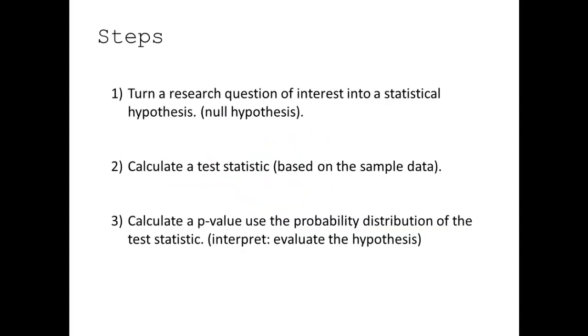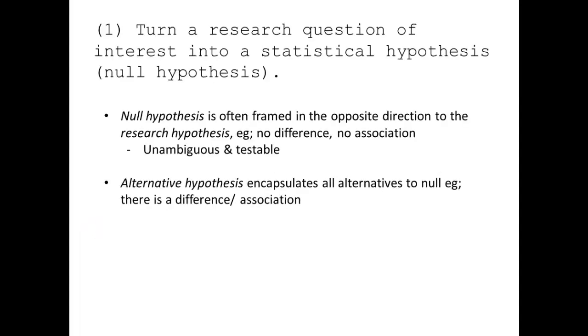Hypothesis testing can be broken into 3 steps. First of all, turn a research question of interest into a statistical hypothesis, that's a null hypothesis. Secondly, calculate a test statistic based on the observed sample data. And lastly, calculate a p-value and interpret and evaluate the hypothesis in light of that p-value. So we'll talk a little bit more about each of these steps.